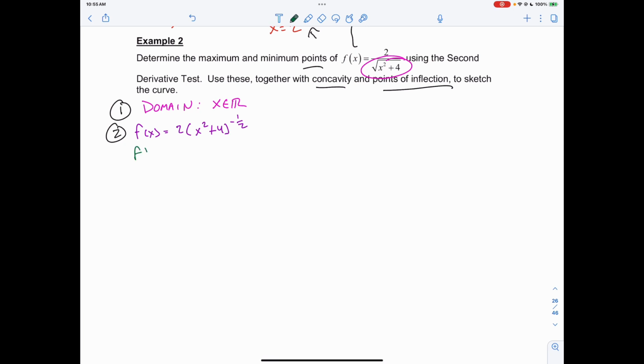F prime of x is equal to, when I multiply it down, it's going to become coefficient of -1, x squared plus 4 all to the power of -3/2. And I'm going to multiply it by the derivative of the inside, which is going to be 2x, which means that f prime of x is going to equal -2x all over x squared plus 4 to the power of 3/2.